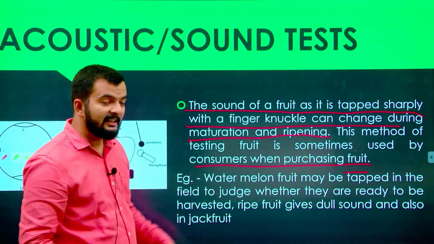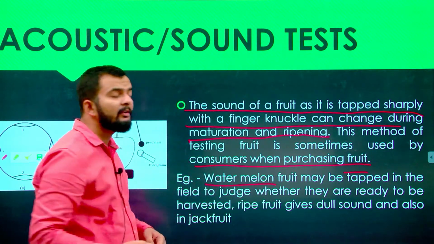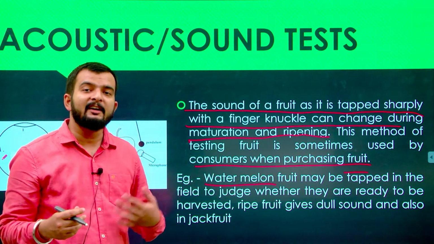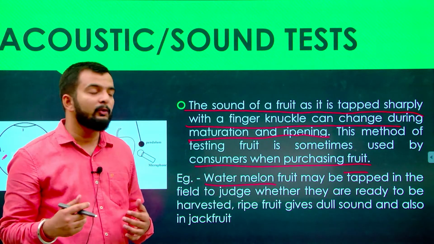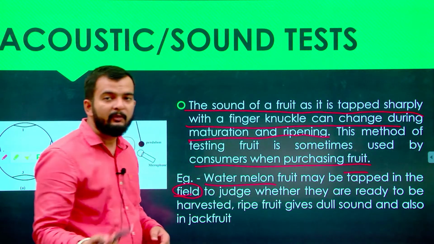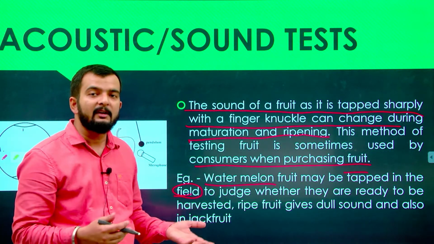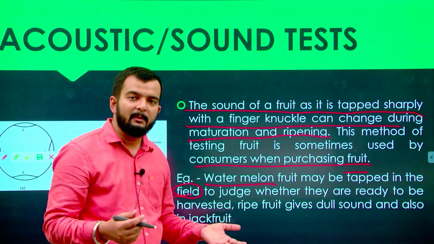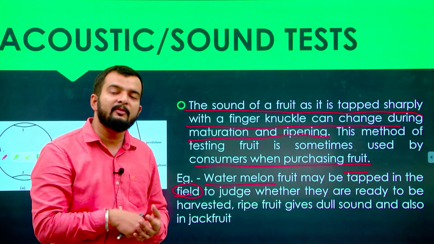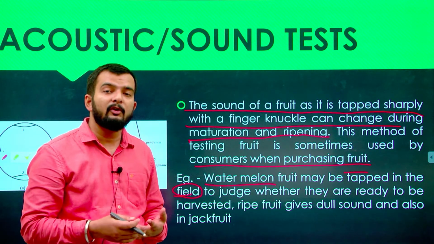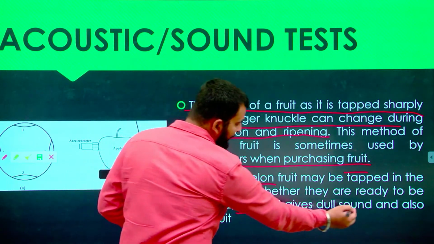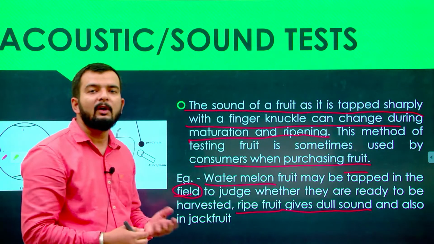You can take the example of watermelon. When we go to buy watermelon in the market, we usually tap the fruit to see what kind of sound we are getting from the fruit. A watermelon may also be tapped in the field. Suppose a farmer is going to harvest a watermelon from the plant, he can tap the watermelon before, in order to know if it is mature enough or not. A ripened fruit will give you a dull sound compared to an unripe fruit.